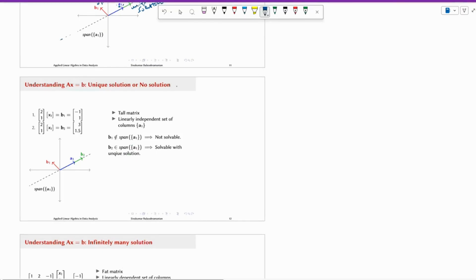So the situation of us having a unique solution or no solution will arise when our matrix is tall. Okay. The set of vectors that we have, the set of columns we have, form a linearly independent set.